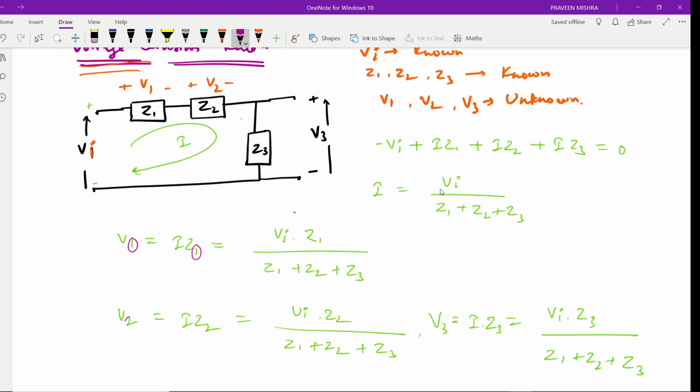If you want to find out V2, in that case in the numerator Z2 will be there, upon the total impedance of the network. And if you want to find out V3, only Z3 will be there in the numerator, upon the total impedance of the network. Likewise, you can find out the voltage across the network.